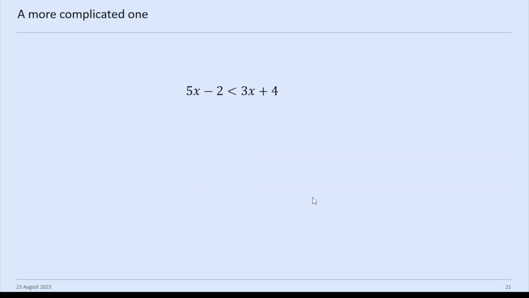It works. Here's a more complicated one. 5x minus 2 is less than 3x plus 4. You want to find the x values for which that's true. Take 3x from both sides. 2x minus 2 is less than 4. Add 2 to both sides. 2x is less than 6. Divide by 2. x is less than 3.